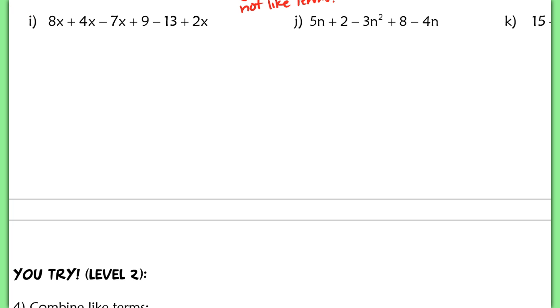Again, you do the same thing, you just go term by term. So here I have an 8x. So I'm going to box that 8x. I'm going to box anything else that has an x with it. So I see plus 4x, minus 7x, and then that plus 2x.